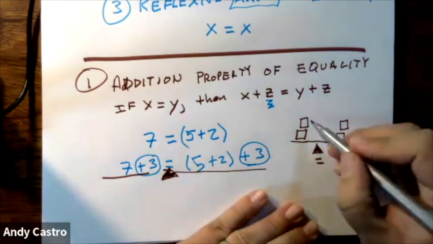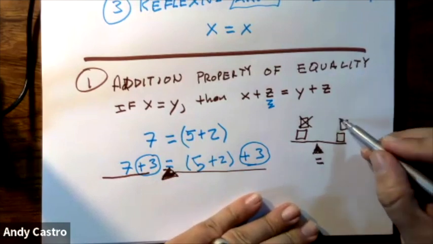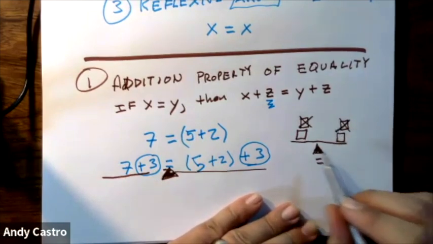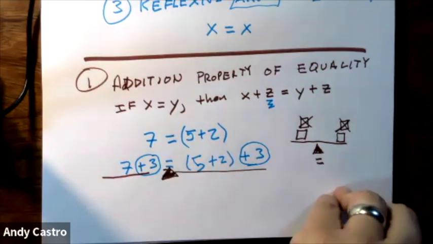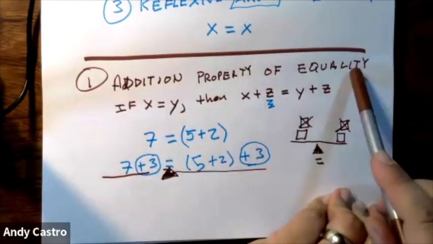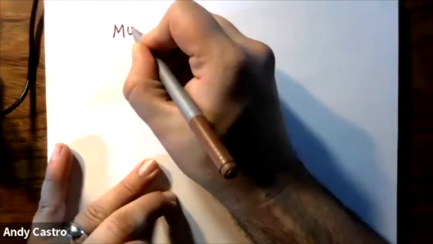So same thing, if I were to take away 5 pounds, let's say, from one side, I would have to take away the same exact amount on the other side. Then that would keep the equation balanced. All right. So that's the first property of equality, the addition property of equality. Next, we have what is known as the multiplication property of equality.